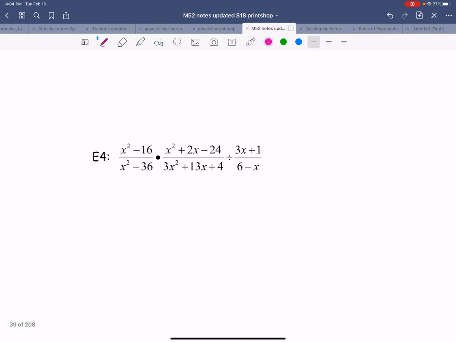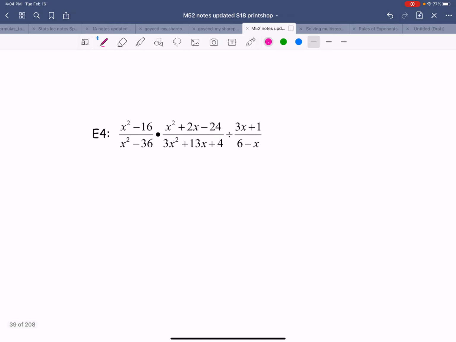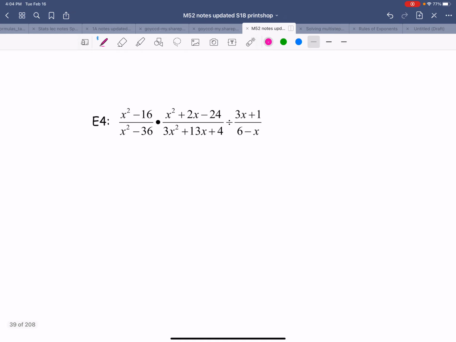All right, next example, number 4, we have x squared minus 16. So here, we do have multiplication and division as well. Remember, PEMDAS says to do them from left to right, whatever comes first. So we can do multiplication and division starting from left to right.